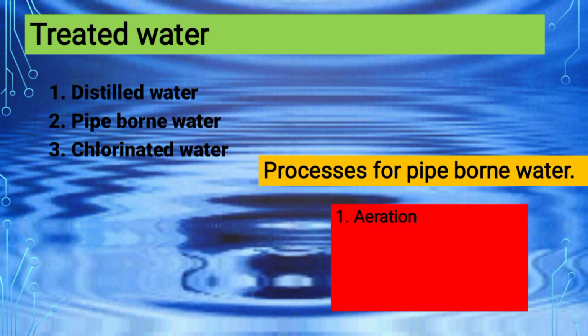Here the water and air are brought into close contact in order to remove dissolved gases and oxidize dissolved metals, something like iron, hydrogen sulfide, and other volatile organic chemicals, which air can help to oxidize so that they can be removed. And this also will help to reduce the foul odor of the water.